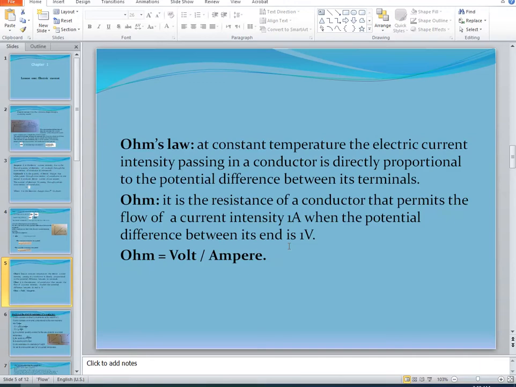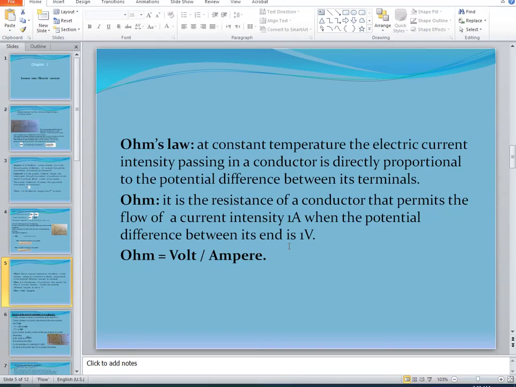Now you know that R equals V over I. This means ohm equals volt over ampere. So we can here define the ohm. Ohm is the ohmic resistance of a conductor that allows the flow of current of intensity 1 ampere when the potential difference between its terminals equals 1 volt. So ohm is equivalent to volt per ampere.